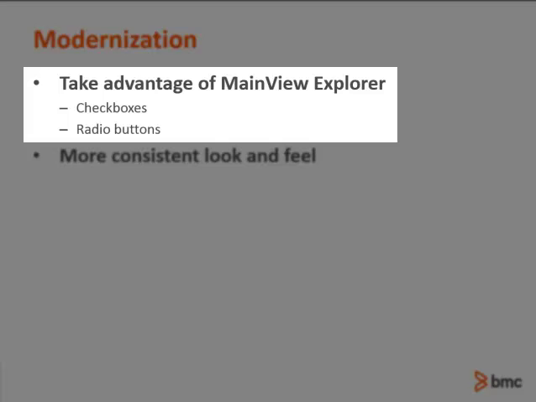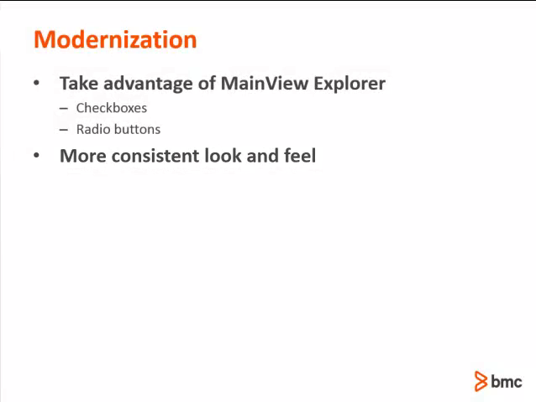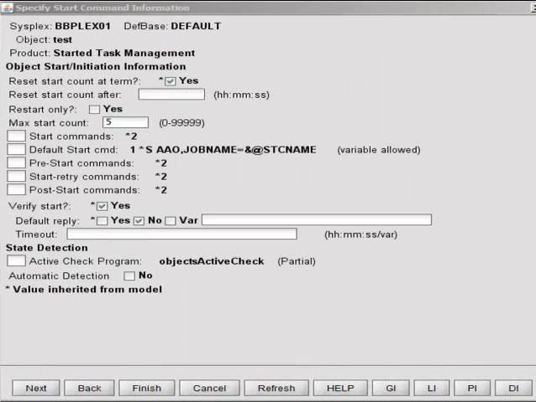TOM now takes advantage of MainView Explorer features such as checkboxes and radio buttons. The new UI now has a more consistent look and feel when compared to other products in the MainView family. Here is a sample of a modernized dialog. Notice the use of checkboxes identified with the red arrows.